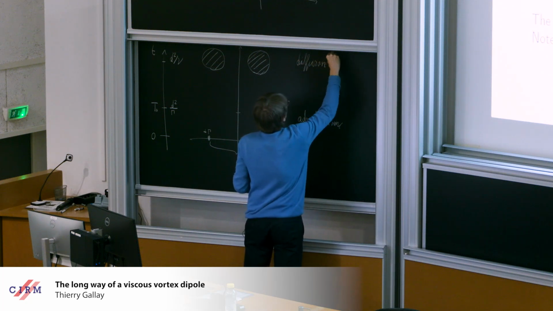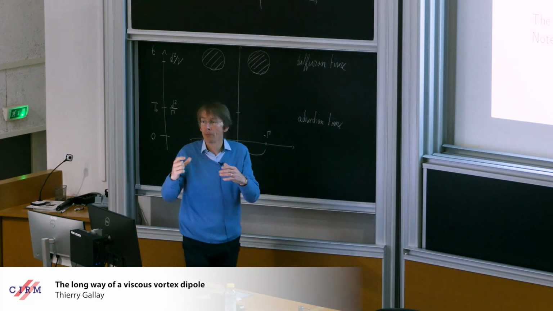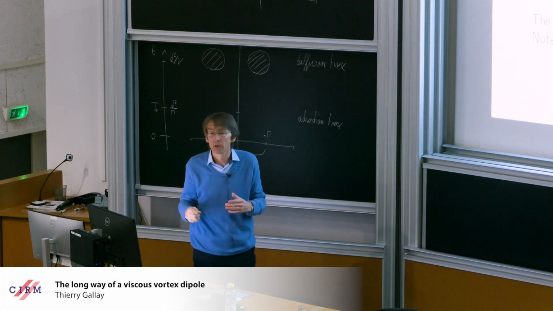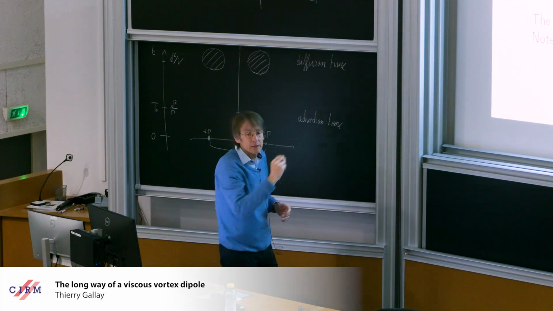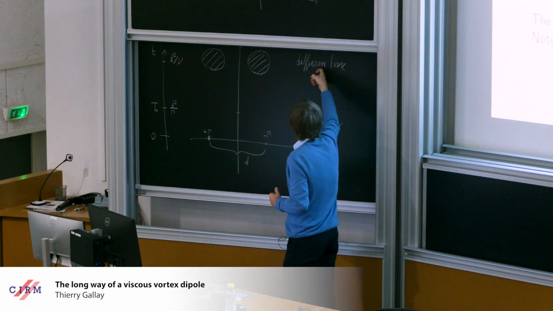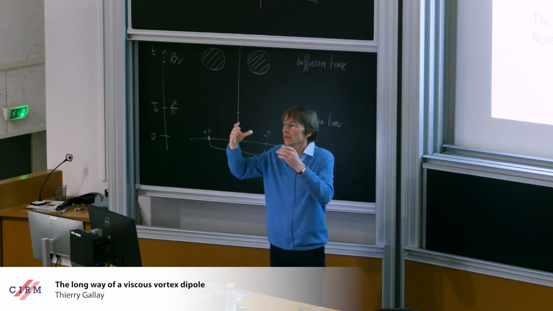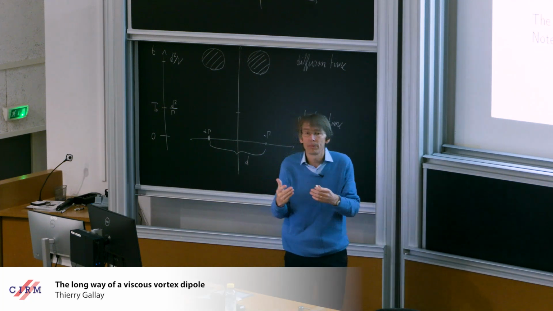When you reach the diffusion time, there is no way you can continue because the pair is completely destroyed by diffusion, okay? Now the assumption that the Reynolds number is large, or delta is small, is saying that this diffusion time is much greater than the advection time. You move a long distance until you are destroyed by diffusion.